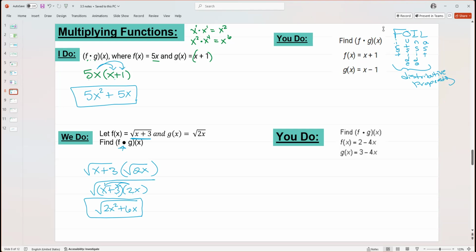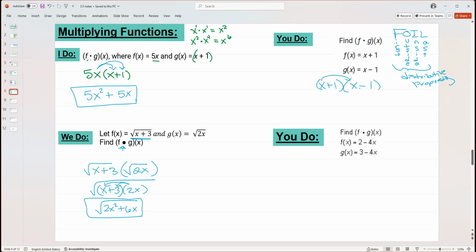So if you're thinking, okay, I remember FOIL, but it was not as easy as just doing the distributive property, it's actually the same thing. So if you get an answer, you're like, oh, I just need to distribute, but maybe it's multiple choice and all you have for an option is FOIL. Just know that FOIL and distributive property are the same thing. All right, so finding f times g of x. The f function is x plus 1. The g function is x minus 1.